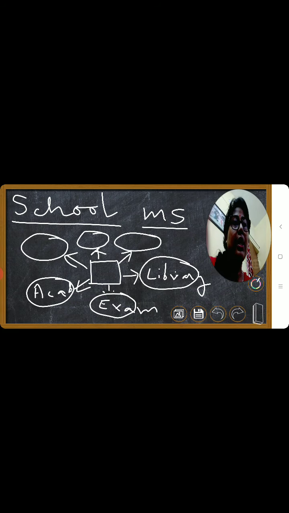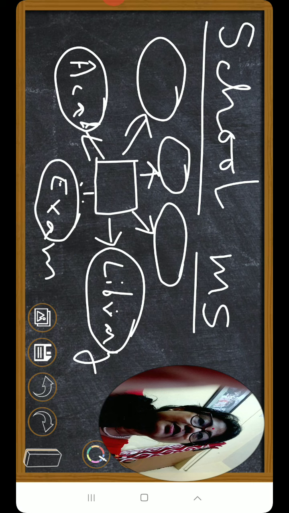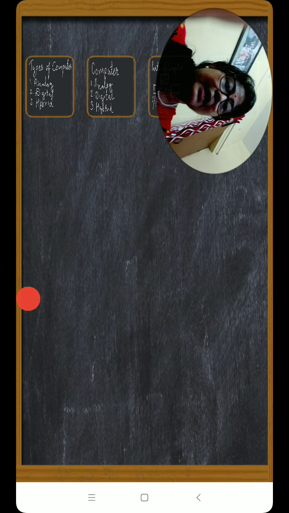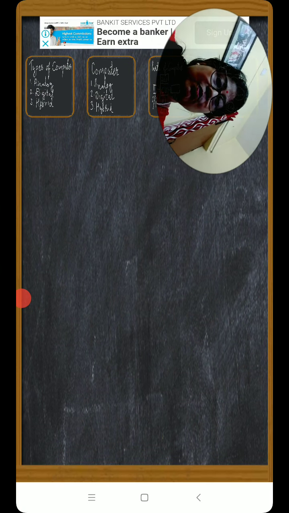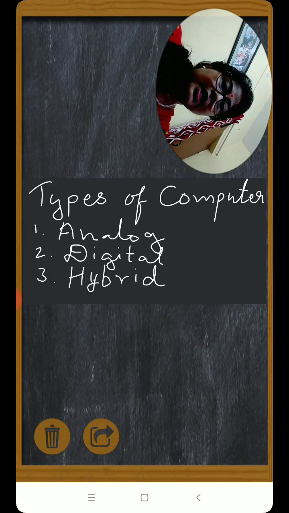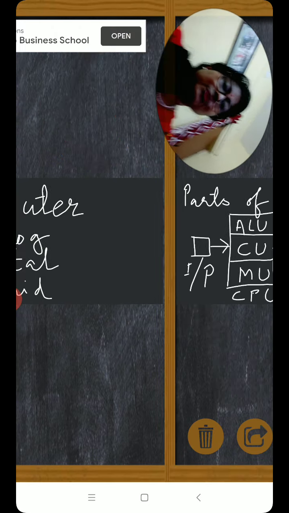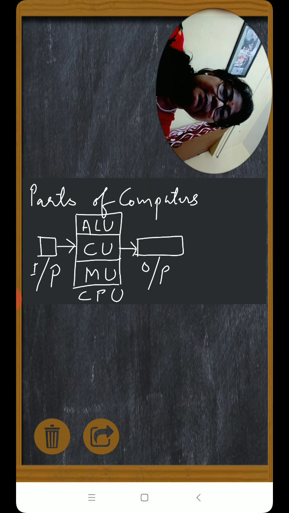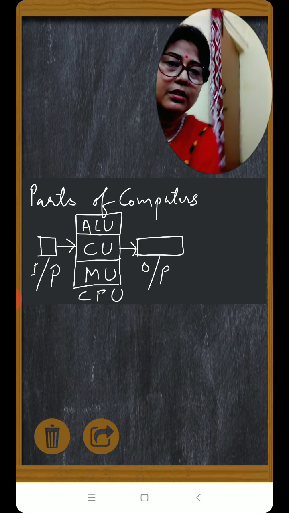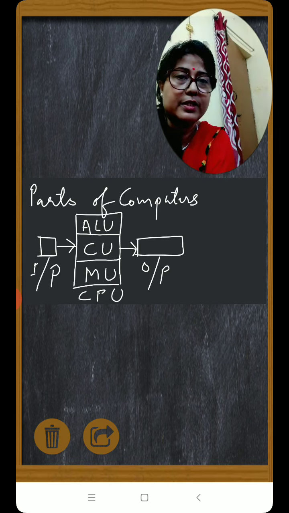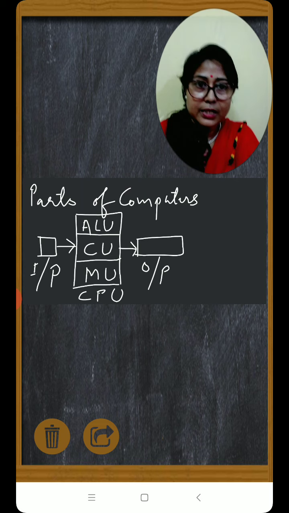Now next day when I have to teach the students, what I have to do, I have to simply open it, open the blackboard, and which topic you want to teach. Suppose you want to teach types of computers, you can teach it, you can share it. You want to teach the parts of computers, this you can teach it. You can turn it horizontally, vertically, and then you can teach it.